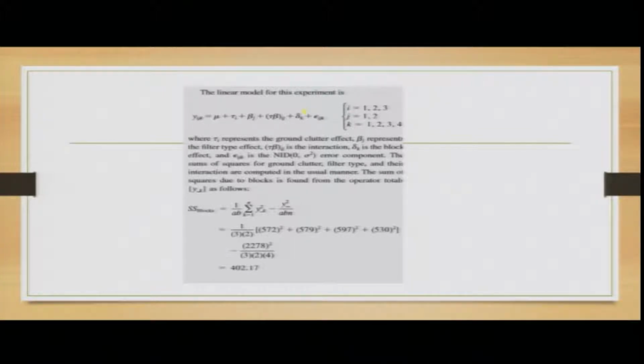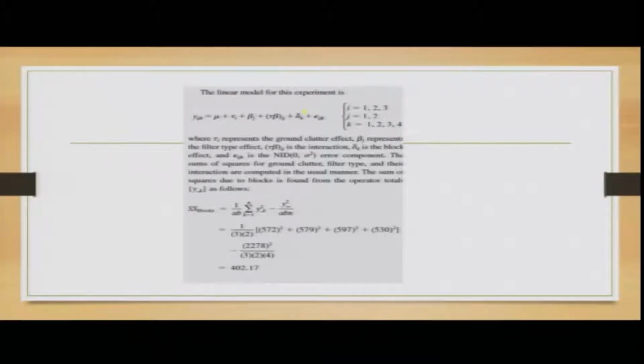So, I will repeat it: tau suffix i represents the ground cluster effect, which is factor A, beta j represents the filter type effect, which is factor B, tau beta suffix i j is the interaction, and delta k is the block effect, which you are trying to find out, considering the blocks are done in such a way that you want to divide the effects. So, you will consider one block to be non-deterministic or stochastic, such that all external factors are out of your control. Whatever effects are coming out are the white noise. So, delta k is the block effect, epsilon i j k is the normally distributed error term with 0 expected value and sigma square the variance.